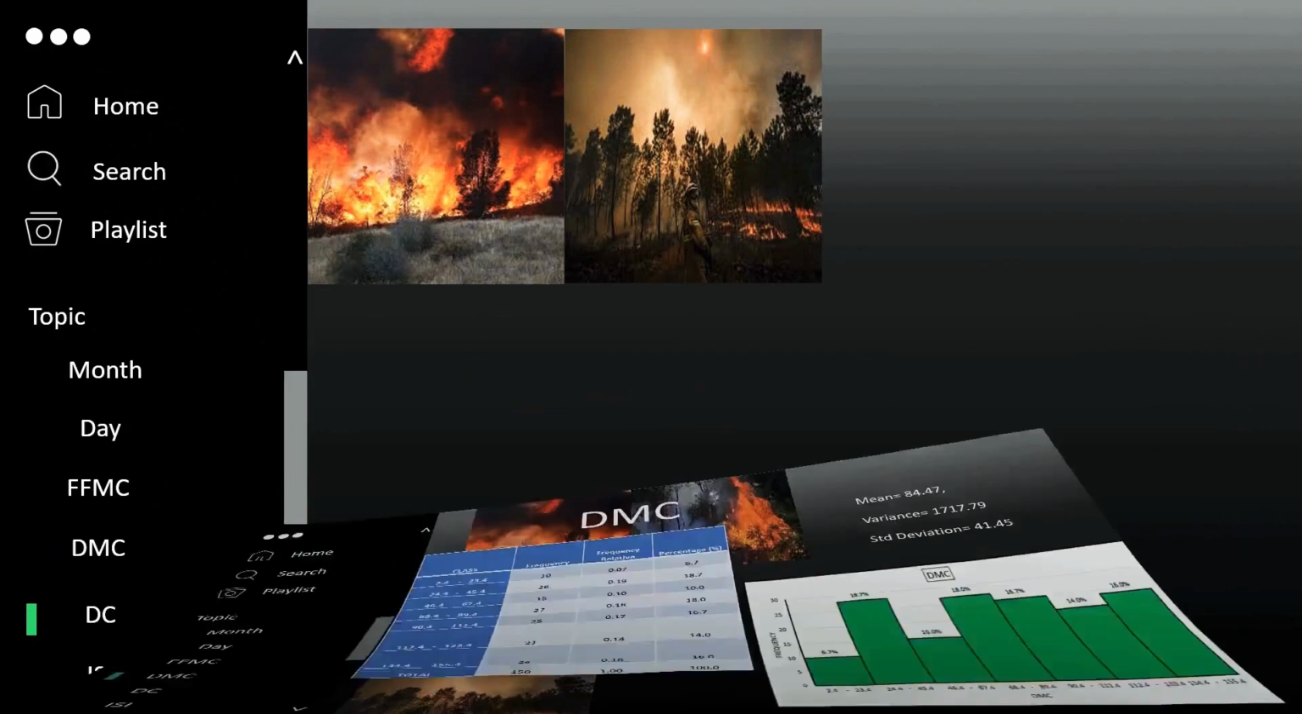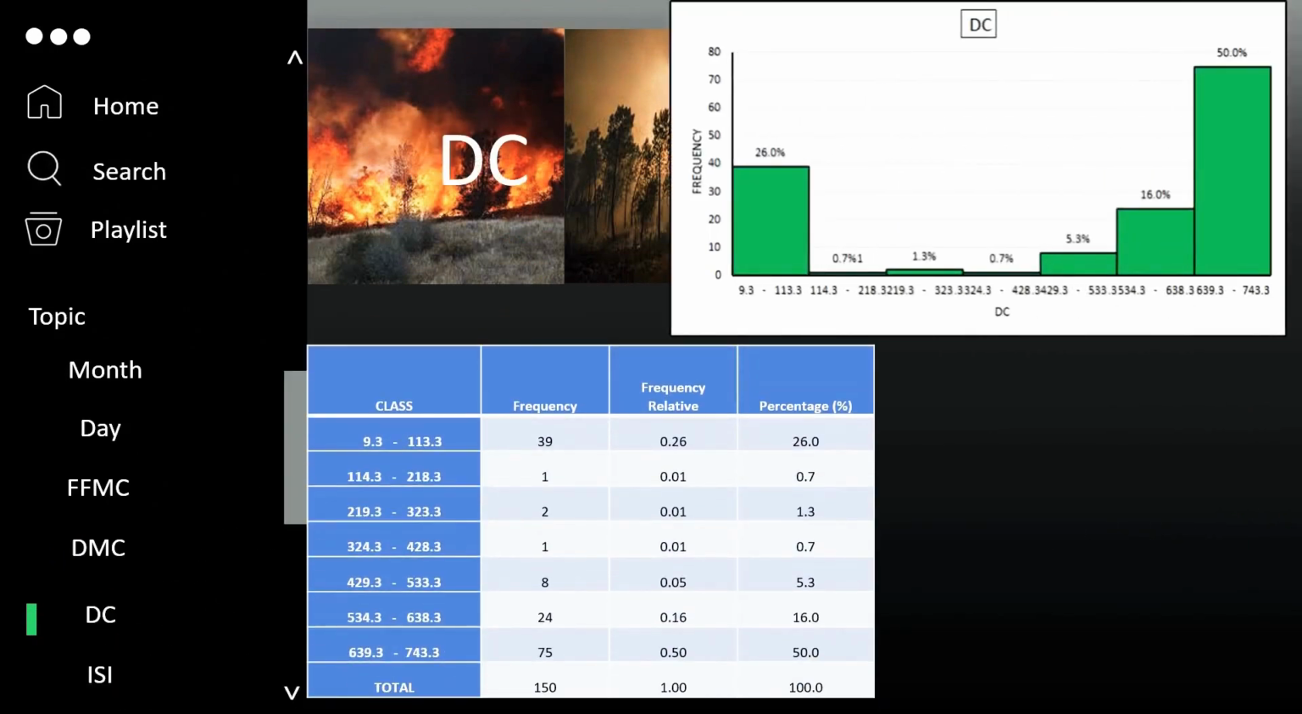Next will be drought code index, which is DC. Based on this chart, the highest DC is in the range of 639.3 to 743.3 with the amount of 75 frequency, which represents 50%. Next, the lowest DC is in the range of 114.3 to 218.3 and 324.3 to 428.3, which only have one frequency and represent 0.7%.